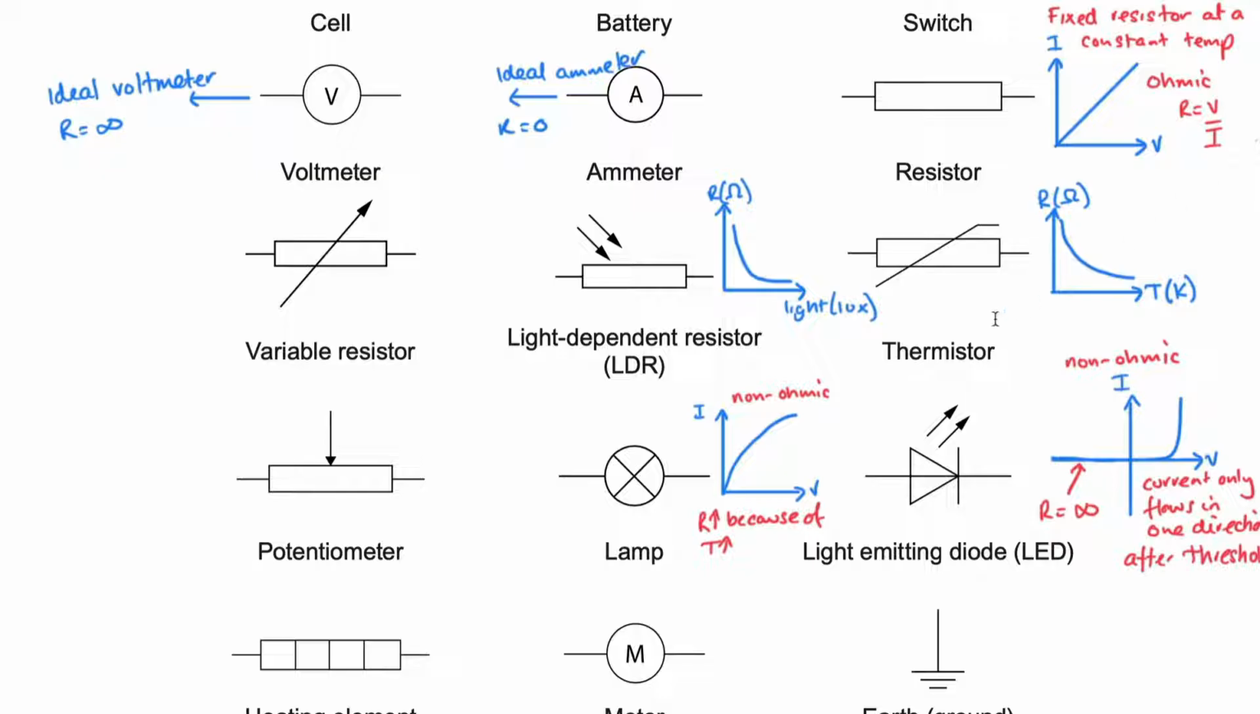If we think about a thermistor, we know that the resistance of a thermistor changes with temperature. But actually adding this graph shows us that as the temperature increases, the resistance decreases. It's an inverse relationship. One more, let's have a look at the lamp. We know that the IV characteristics of the lamp is non-ohmic because it's not a straight line through the origin.